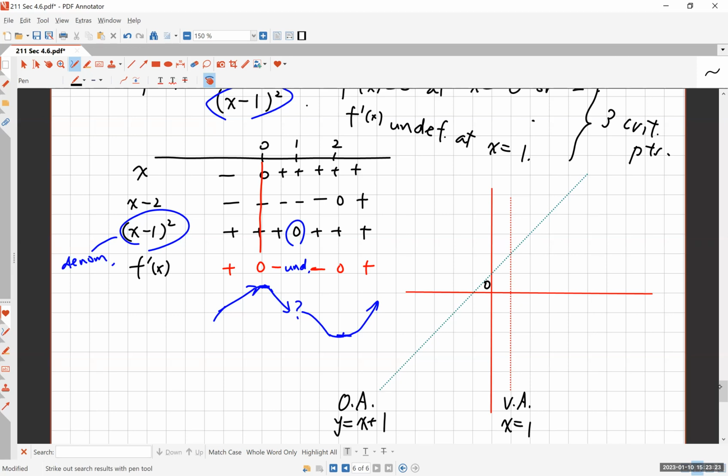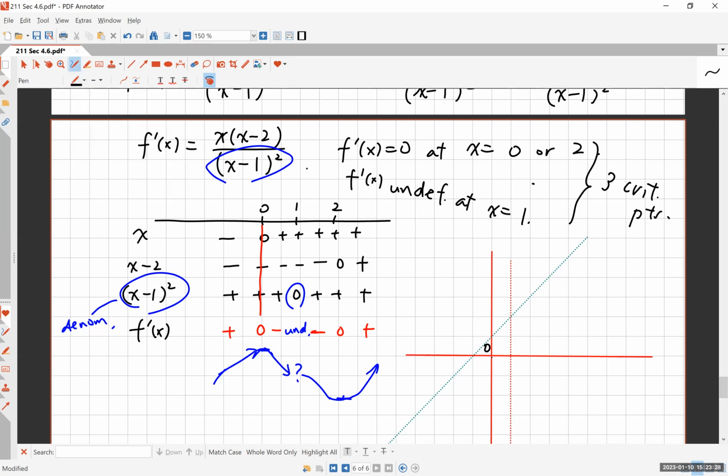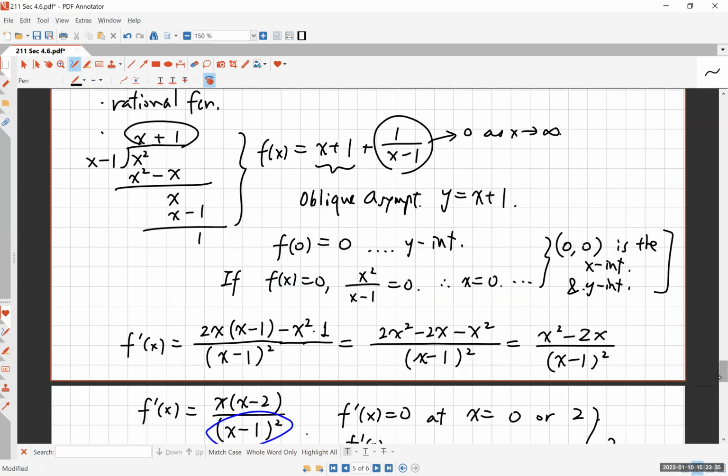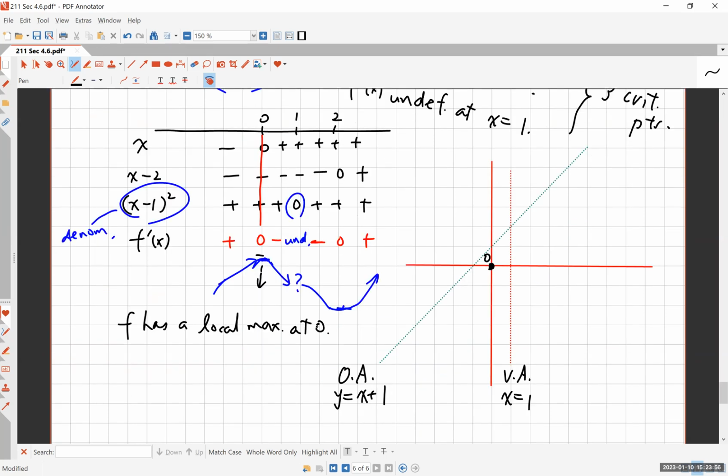Okay, we also have 0, 0 as a point on this graph. And in fact, that's the only point where the graph crosses the x or the y-axis. We have established that here. All right, and then we have this sign chart, which says f has a local maximum at 0. The point I just plotted happens to be an absolute maximum.